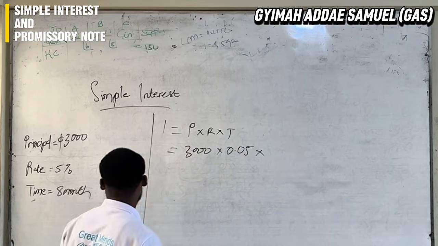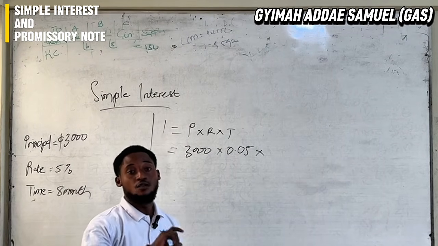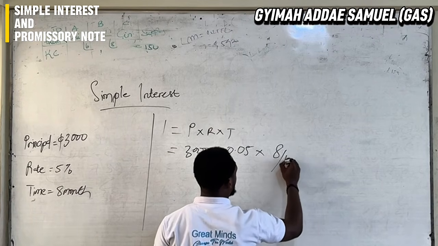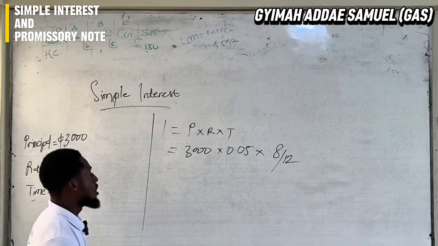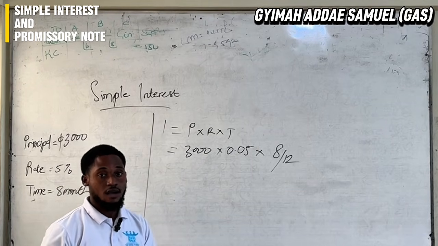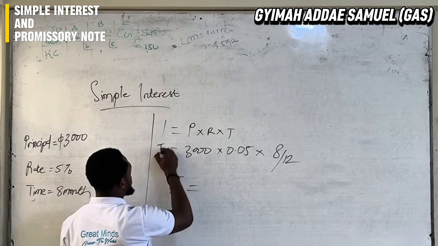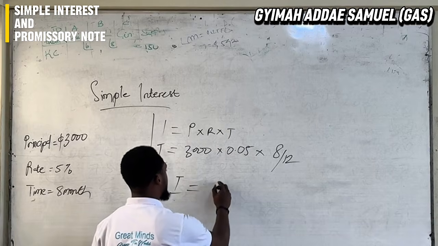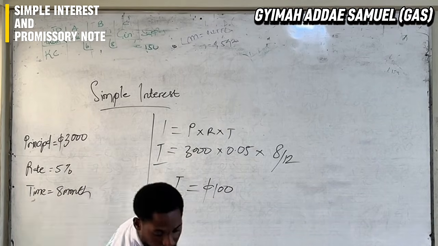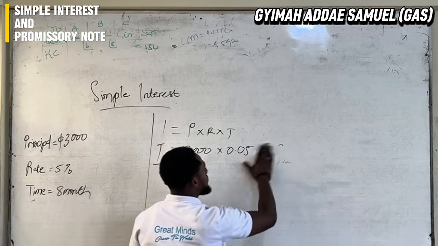So what you are going to do is that the 8 months given to you, you are going to divide it by 12, which makes 1 year. You divide the 8 months by 12 because 12 months sum up to 1 year, making it the annual one. So what you are getting for your interest is 100 Ghana cedis. And that is our second example. We move on to methods of computing simple interest.